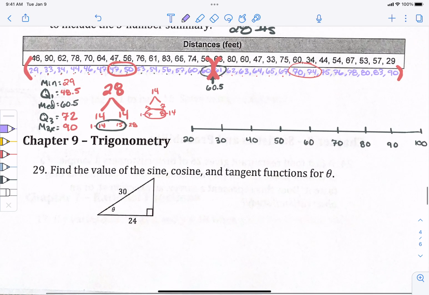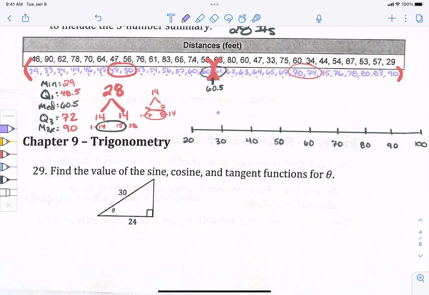So 29 is our minimum number. So I'm going to put a dot right there. Okay. 90 is my max. So right above the 90, I'm going to put a dot. Then my lines go at 48 and a half, I don't know, like right there. And 60 and a half, right there, and 72, about right there.